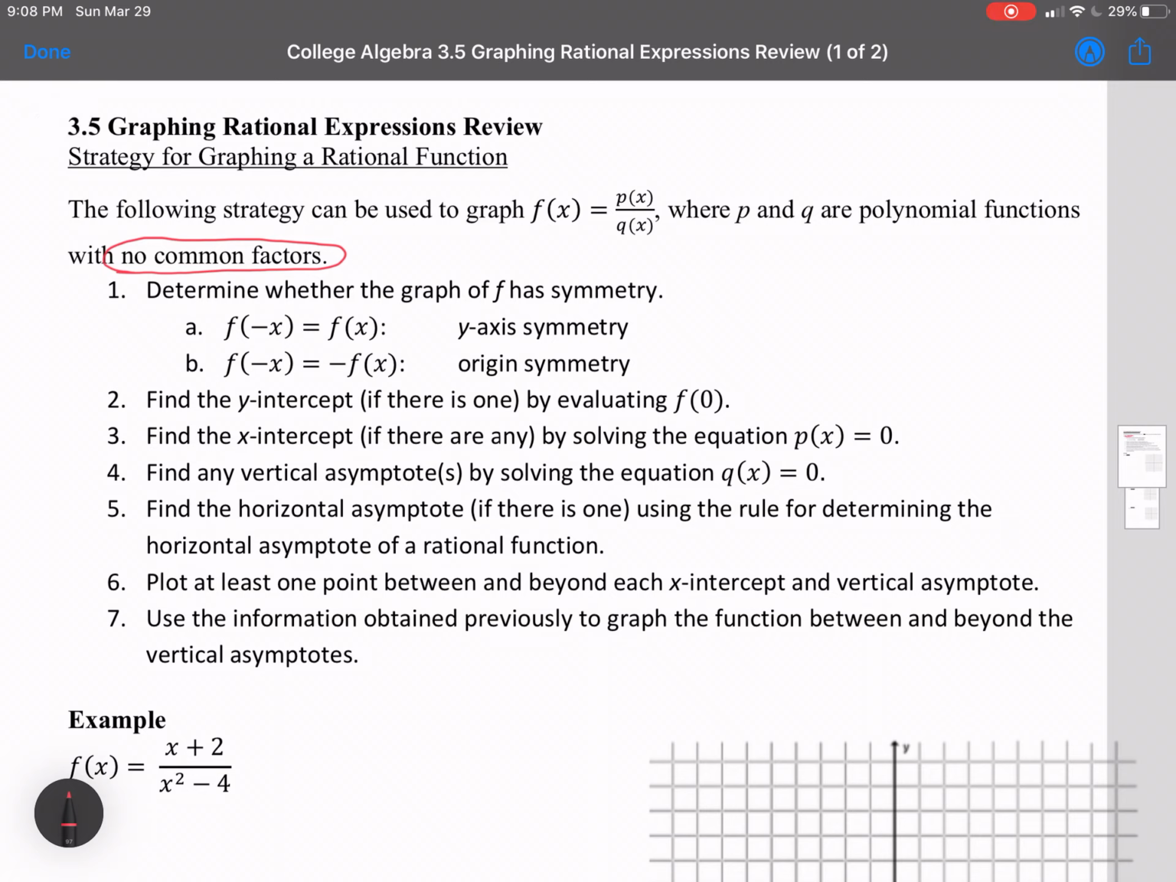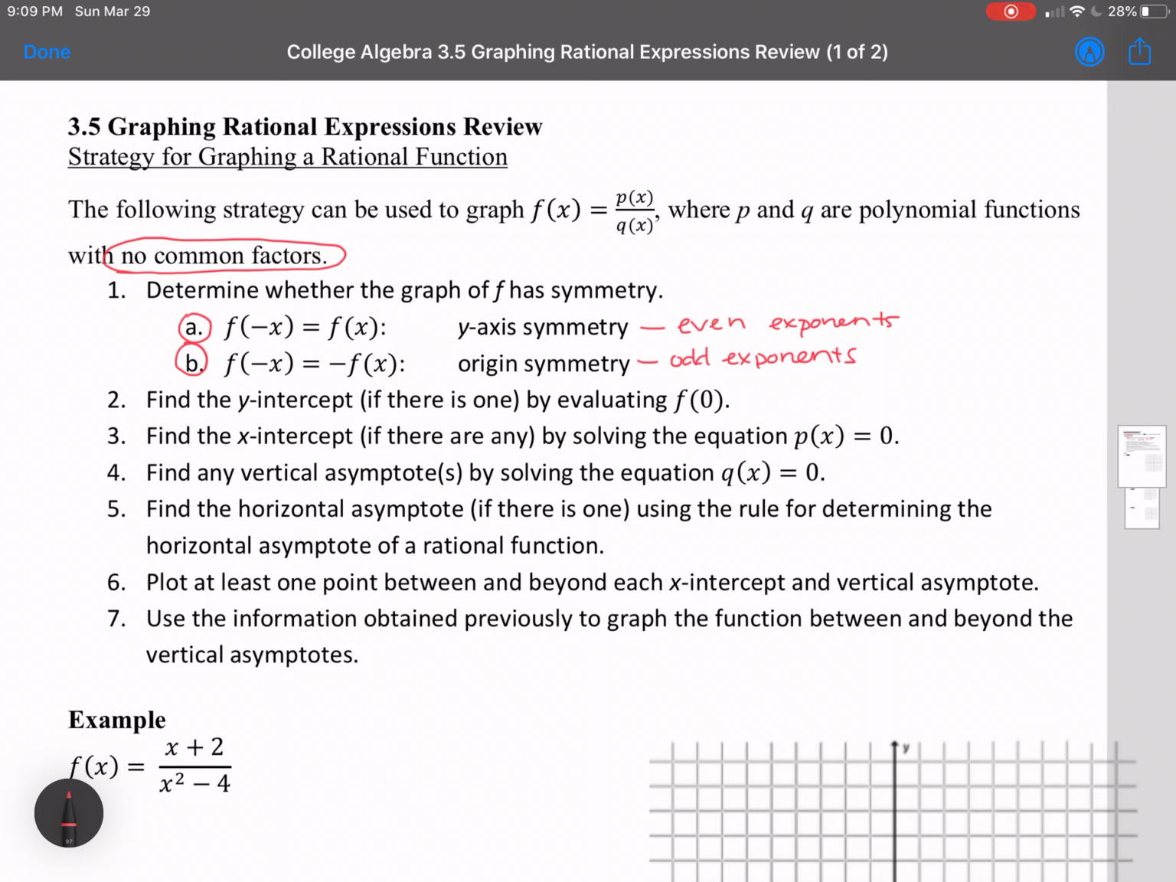So the first thing we're going to look at is symmetry. We can either use this test of f of negative x, or we can use the idea of even exponents to tell us if it's symmetric across the y-axis, or odd exponents on every term. Okay, so that's kind of a shortcut, but this is the most accurate method to use.